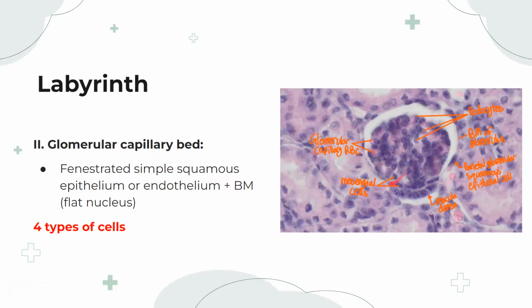Now, what's super important here is the 4 different types of cells which are present in the glomerular capillary bed. This is 100% an OSPE question. This is totally coming, almost as good as confirmed. So can you guys tell me what are the 4 different types of cells within this glomerulus?